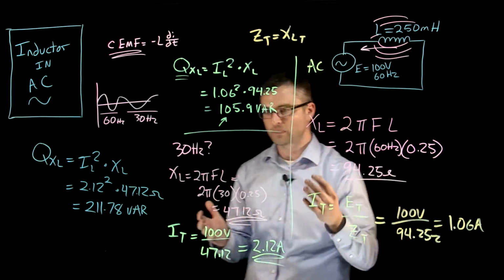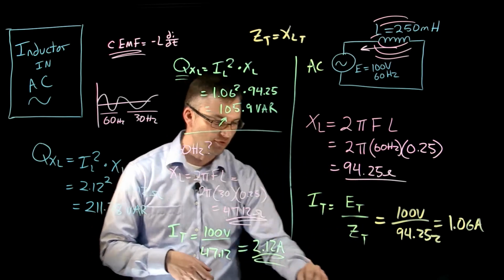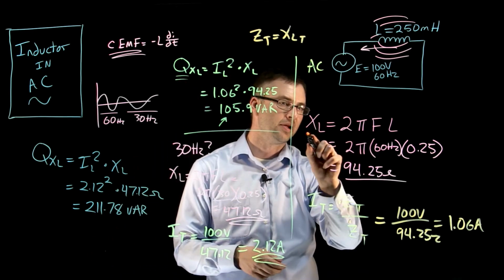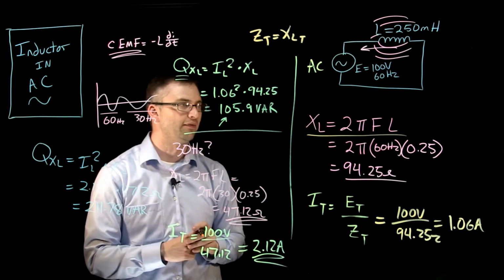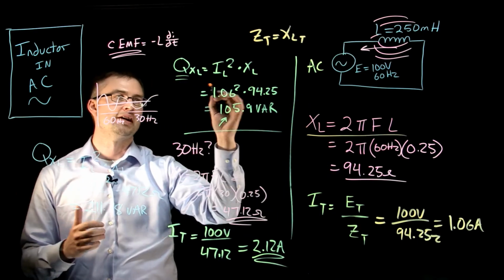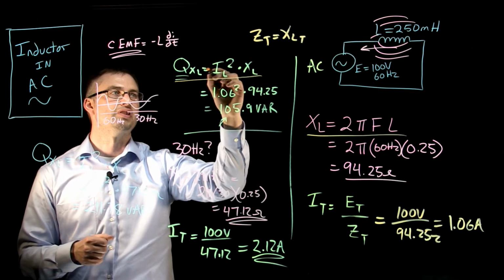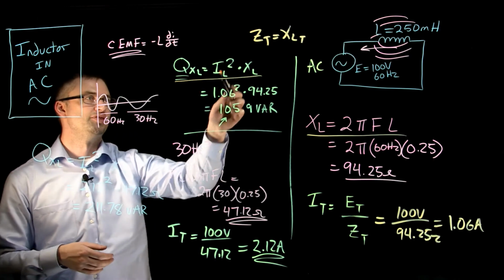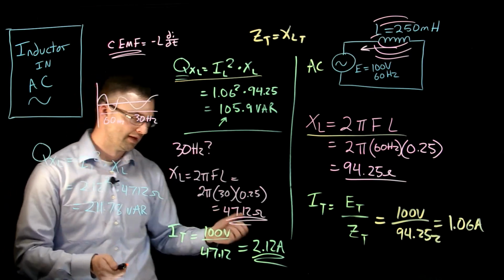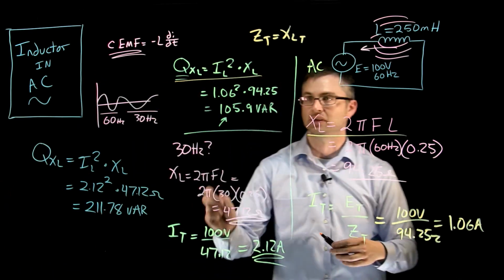Okay? So really straightforward set of formulas that we want to commit to our memory. XL, 2 pi FL, and then some kind of variation of the power formula. Instead of I squared R, we use I squared times XL, which is current squared times an ohmic value, just like it was with watts, but now we're looking for vars.